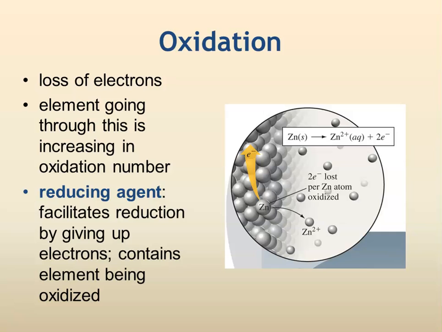So what is undergoing oxidation and what is acting as the reducing agent will both contain the same element. Oxidation is just the element. The reducing agent is the ion or molecule that contains that particular element, and they both have to be on the reactant side.